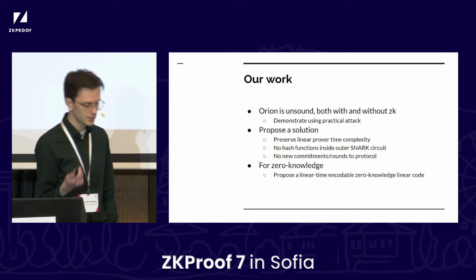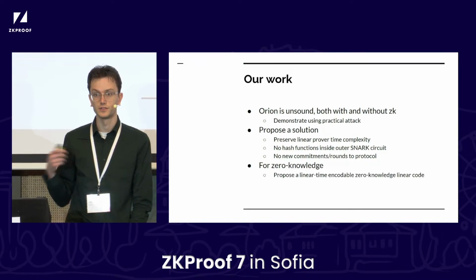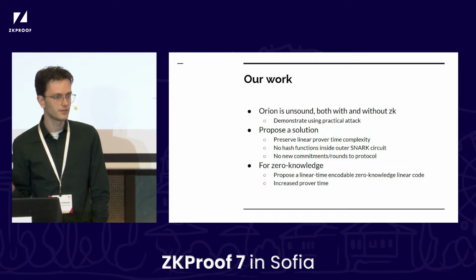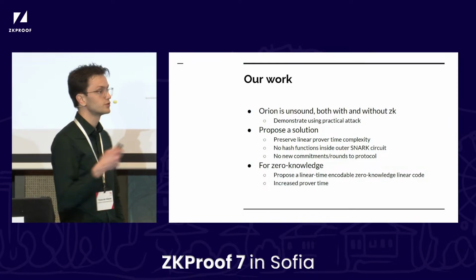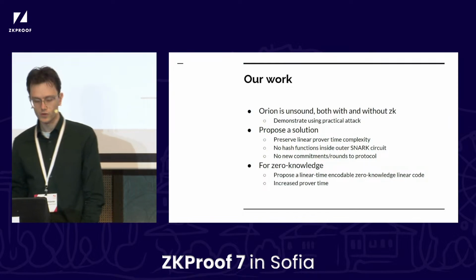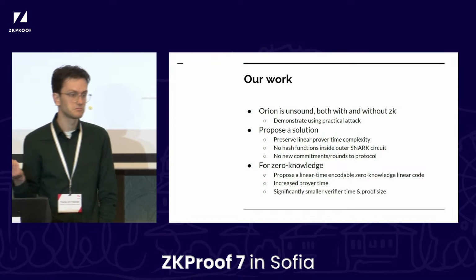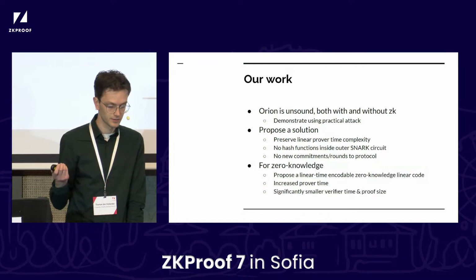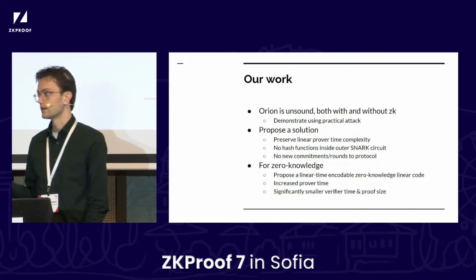And then for zero knowledge, what we need to do is we need to switch to a different zero knowledge scheme, and this has some trade-offs. So the prover time increases somewhat, but then we gain the fact that the verifier time and the proof size actually improves quite a bit.